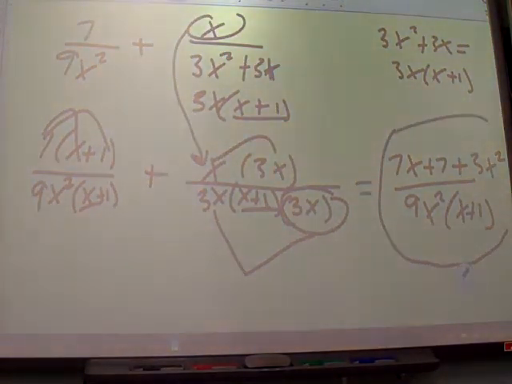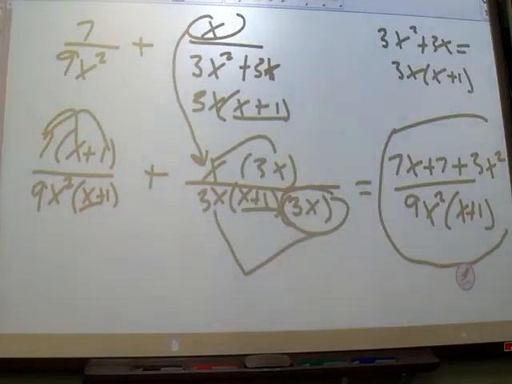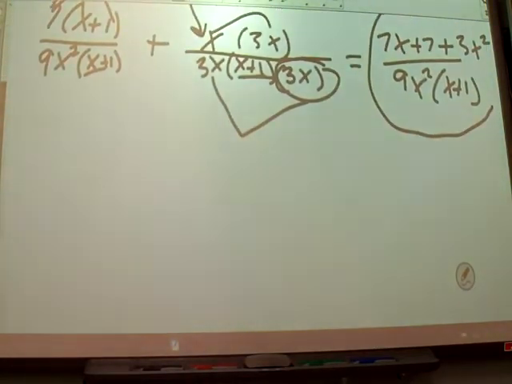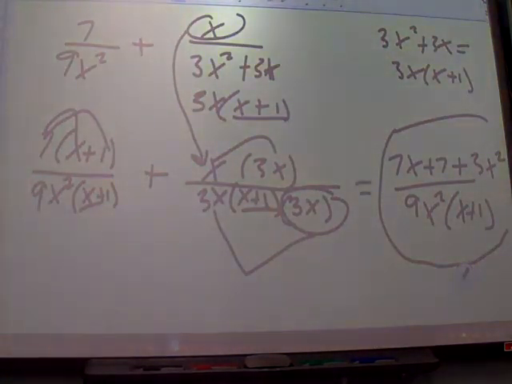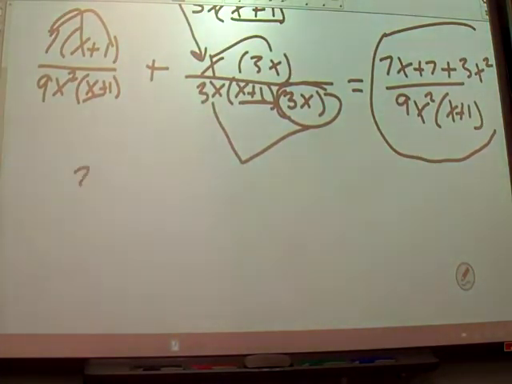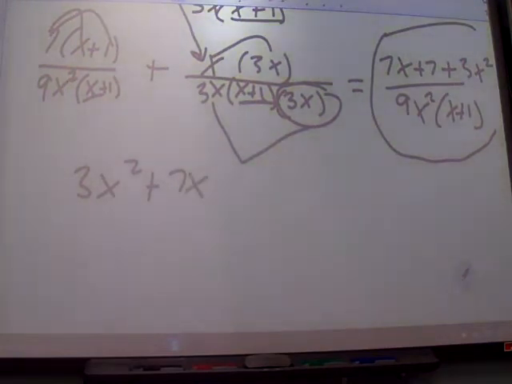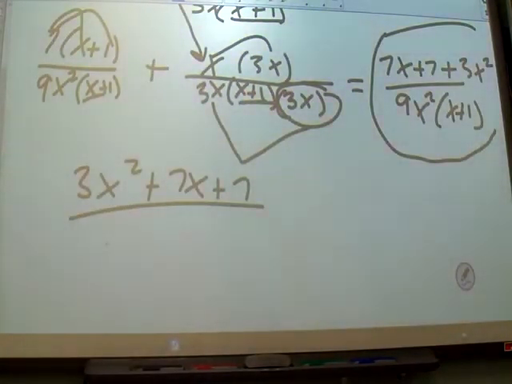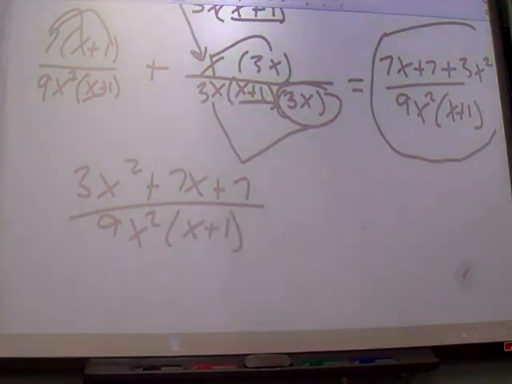You're done. Now, cleaner might be to write that in standard form. Put the x squared first. So you might see it as 3x squared plus 7x plus 7 all over that denominator. That's another way it could look.